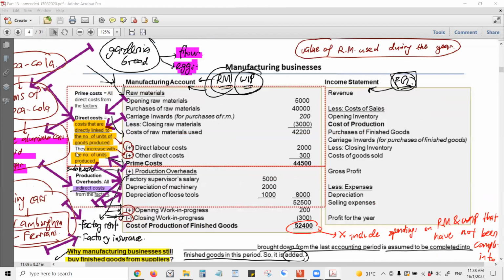Work in progress. Raw material opening is shown here, and closing raw material is shown here. Work in progress, just now I showed you, they are here. Finished goods show where? Finished goods show in the income statement, cost of sales section. This is opening finished goods. This is closing finished goods. So you can see the difference here. All the finished goods go into the income statement. Raw material and work in progress go into the manufacturing account.